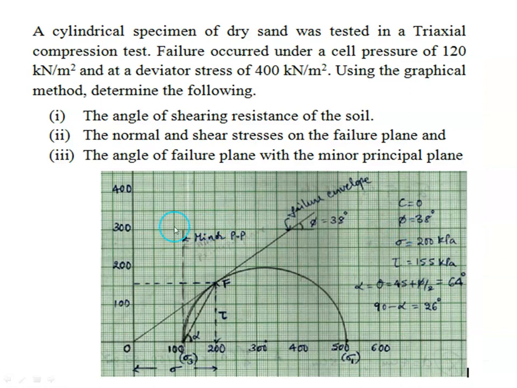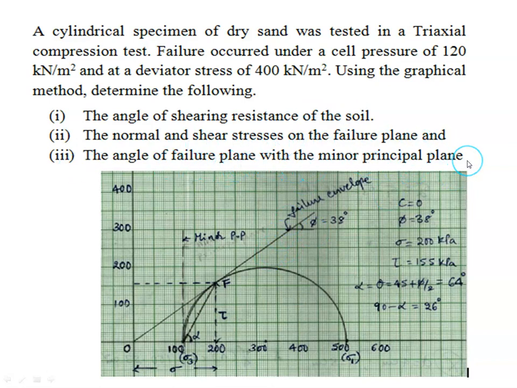Another example: a cylindrical specimen of dry sand was tested in a triaxial compression test. Failure occurred under a cell pressure of 120 kN per meter square and at a deviator stress of 400 kN per meter square. Using the graphical method, determine the following: the angle of shearing resistance of the soil, the normal and shear stresses on the failure plane, and the angle of the failure plane with the minor principal plane.